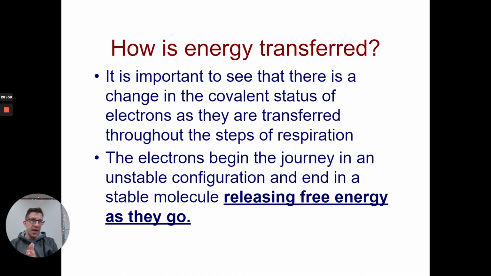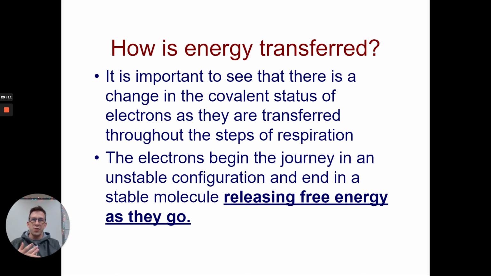Specifically, if you can remember, it's either a catabolic pathway or an anabolic pathway. This cell respiration would be a catabolic pathway because it links together dozens of different smaller chemical reactions to break down glucose in a controlled fashion. Okay? So those electrons begin their journey in an unstable configuration, which we would consider to be glucose. And they end in a more stable molecule, and as they do this, they release free energy as they go.